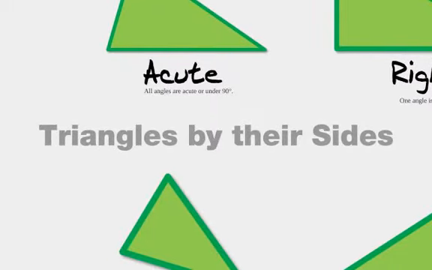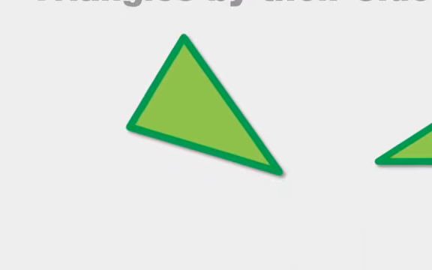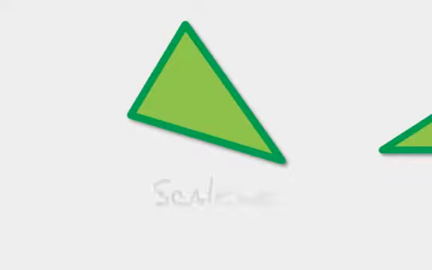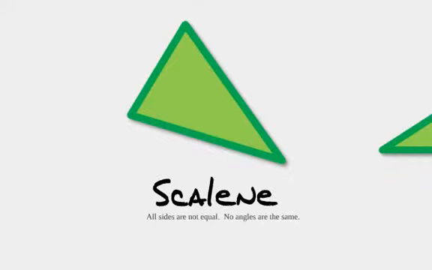Alright, we can also classify triangles by their sides, the lengths of their sides compared to each other. Scalene means all sides are not equal, and none of the angles are the same either. Okay, it's scalene. No angles are the same, no sides are the same.